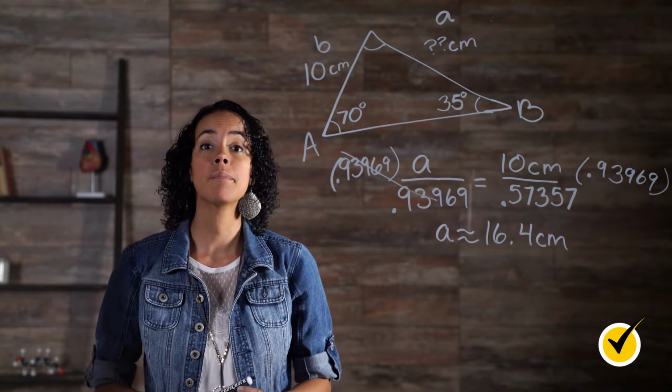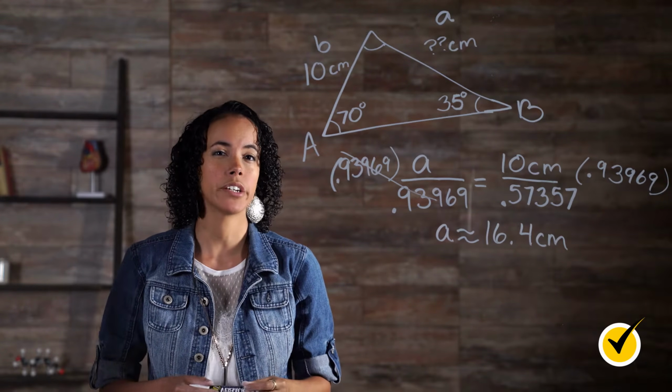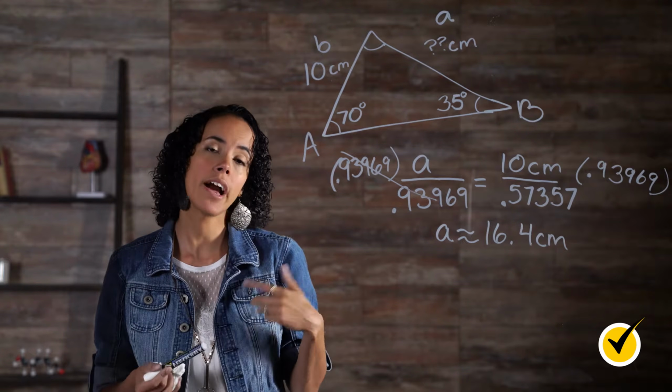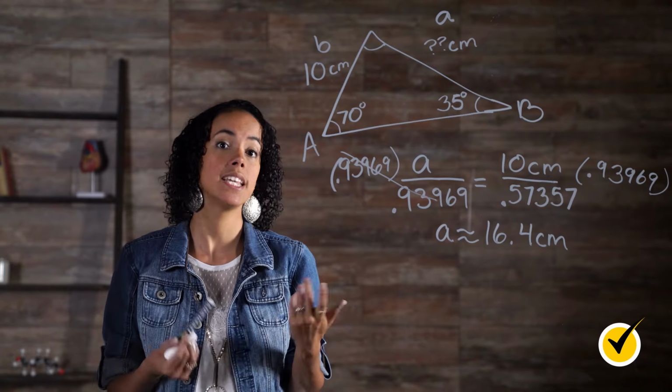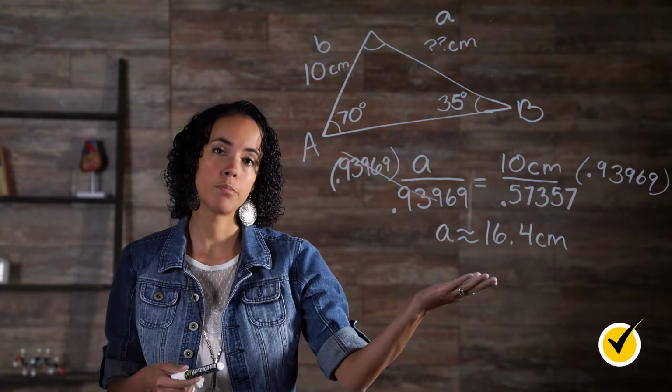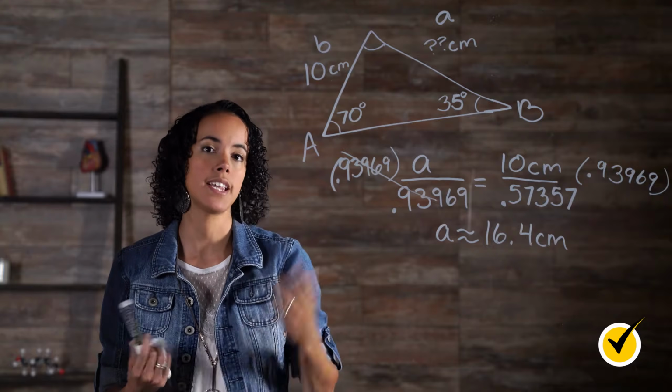We can do a quick mental check that can sometimes catch errors. The larger angle should have a longer side opposite it, and in this case, it does. 16.4 centimeters is greater than 10 centimeters.